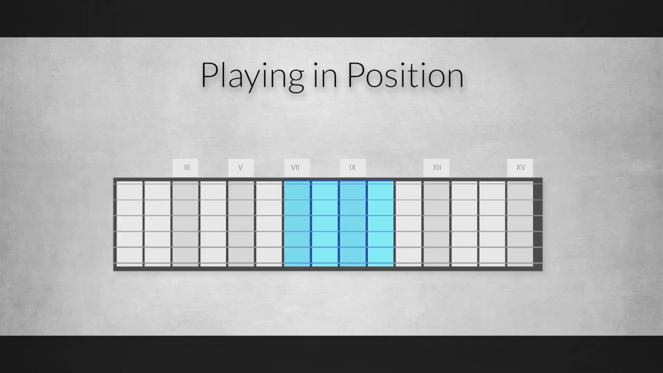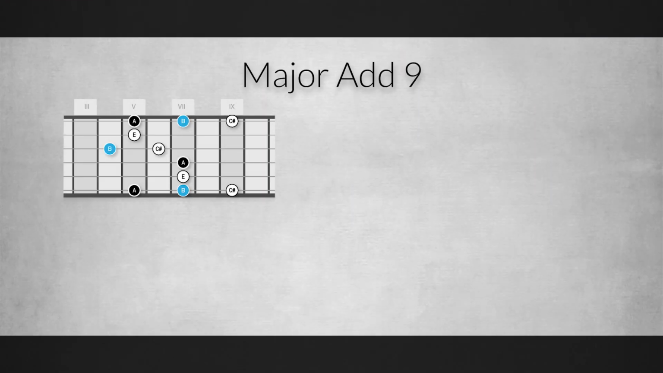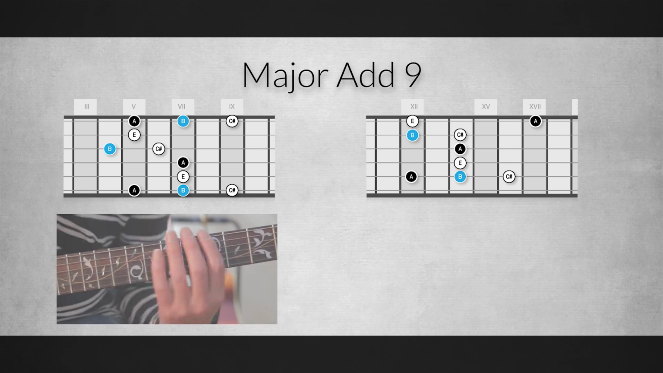Playing in position means that we try to stay at one spot on the neck of the guitar while playing the full arpeggio. And we can create 4 arpeggios that stay in one position. 2 major arpeggios, one with the root on the 6th string and one with the root on the 5th string.